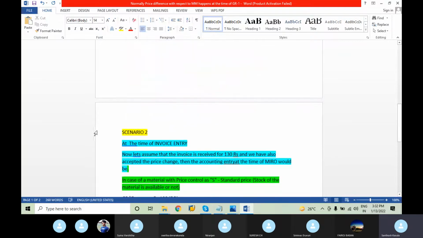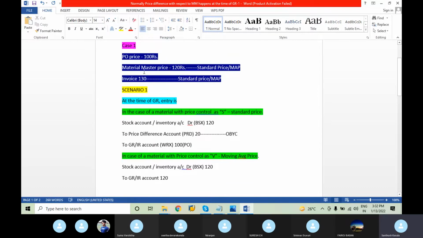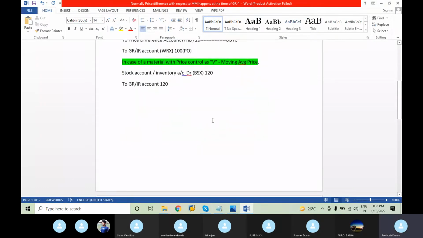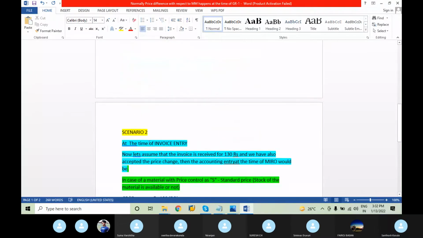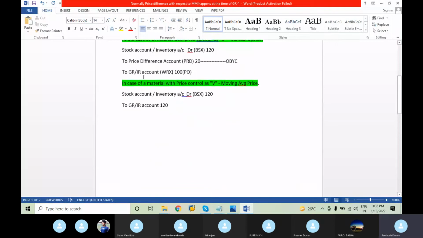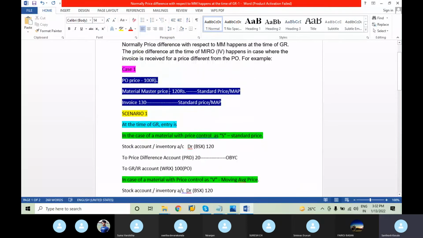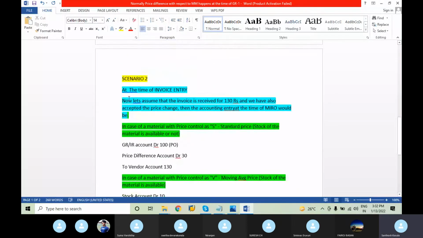And while coming to scenario 2, for example, the invoice entry: the invoice we have received is at 130. So what is the difference now? At the time of goods receipt, the material master price is 120, and at the time of invoice, the price is 130. The vendor has sent 130. Now let us assume that the invoice is accepted for 130.